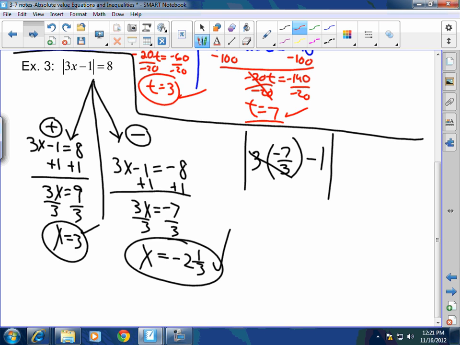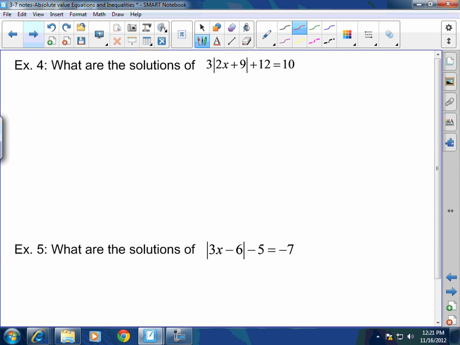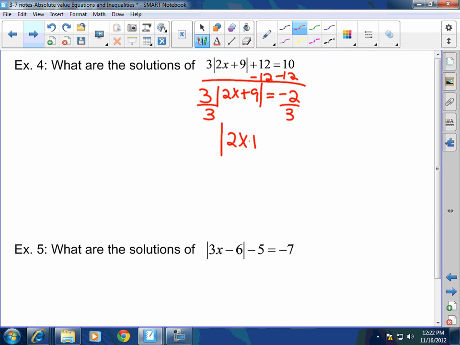Okay. Now, how about this? Is the absolute value alone? No. So I'm going to treat this like a 2-step equation. What do I undo first in a 2-step equation? Addition and subtraction. So I'm going to subtract 12 from both sides. I've got 3 times the absolute value of 2x plus 9 is equal to negative 2. Divide by 3, so I got the absolute value of 2x plus 9 is equal to negative 2/3.